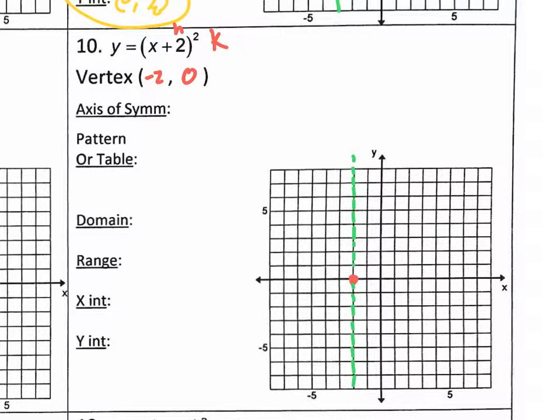And let's write down that axis of symmetry equation. What's the axis of symmetry equation? x equals the x value of your vertex, -2. That's right. And you have to put x equals. If you don't put x equals, you don't get full credit right there.